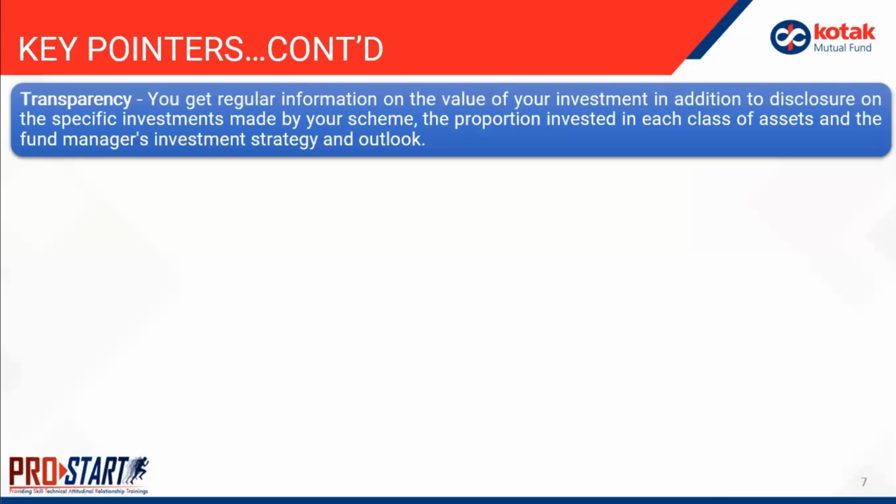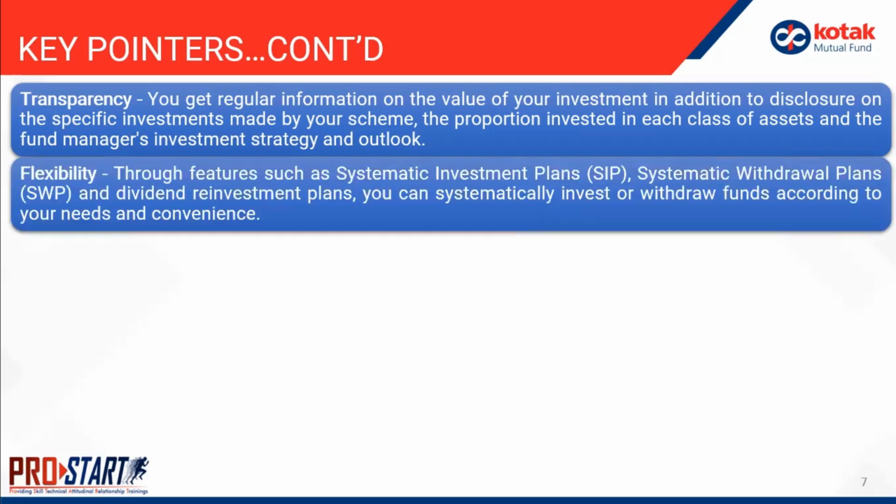Transparency: you get regular information on the value of your investment, along with where this fund has invested and how much has been invested in these securities. Let's say 10% into real estate, 10% into debt, 80% into equity, just an example. Along with that, whatever the fund's investment strategy is, or the outlook for the next 1 year, 3 years, 10 years, all that is conveyed. If you are a mutual fund client, it will be conveyed to you through the company. That is transparency.